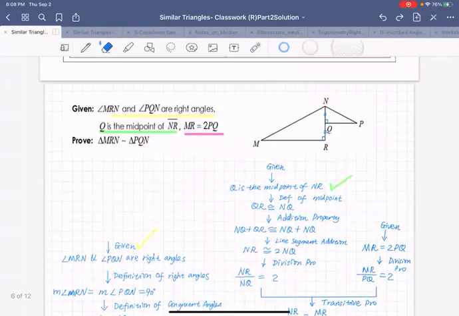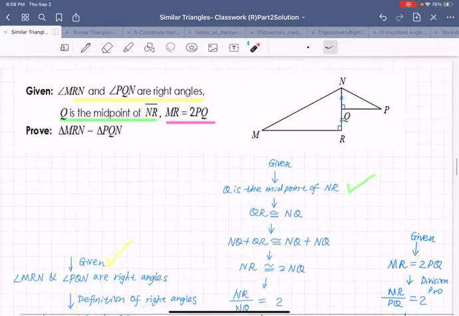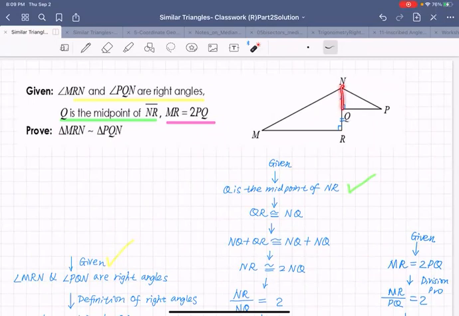Okay. We already have one angle equal. Now we want to do the other part. Let's go. Read here. Q is the midpoint of NR. So these two are equal because of the definition of midpoint.